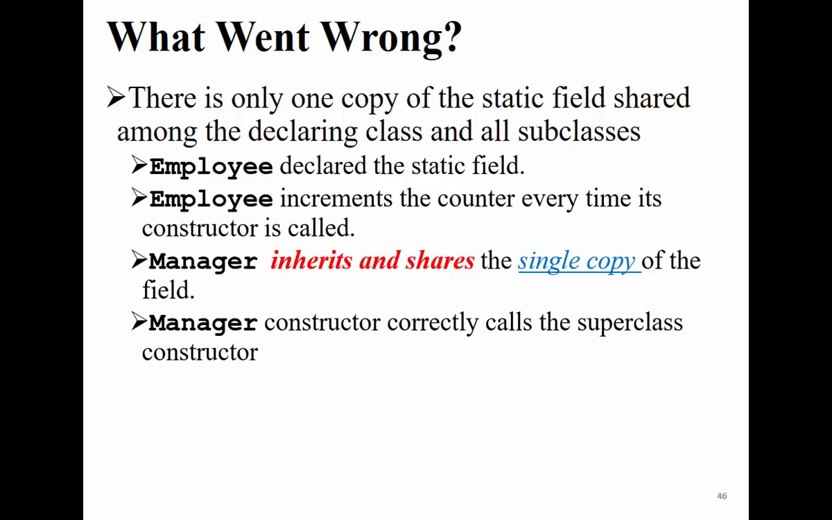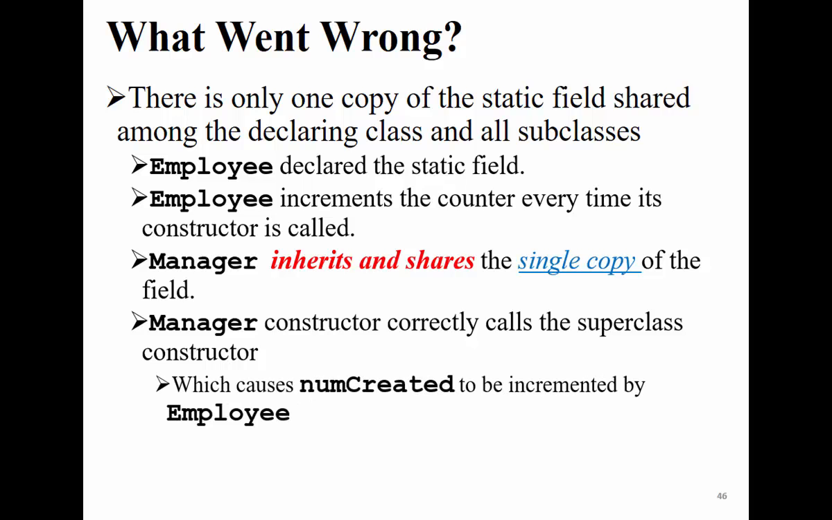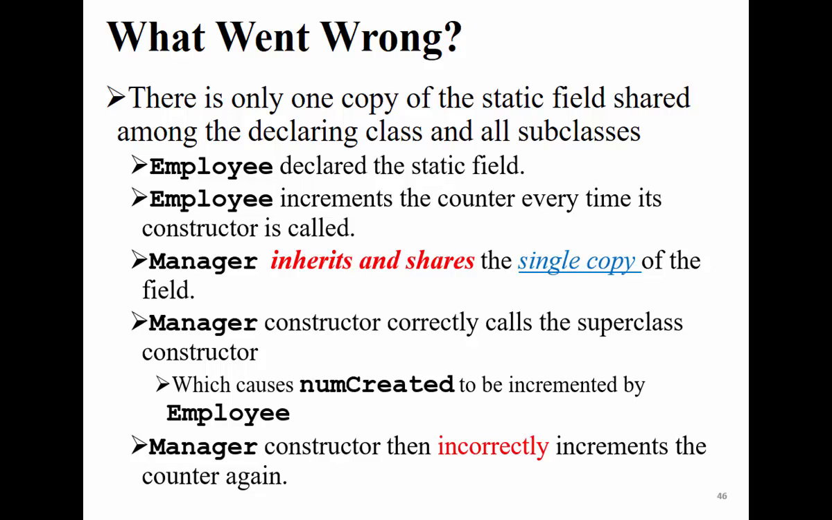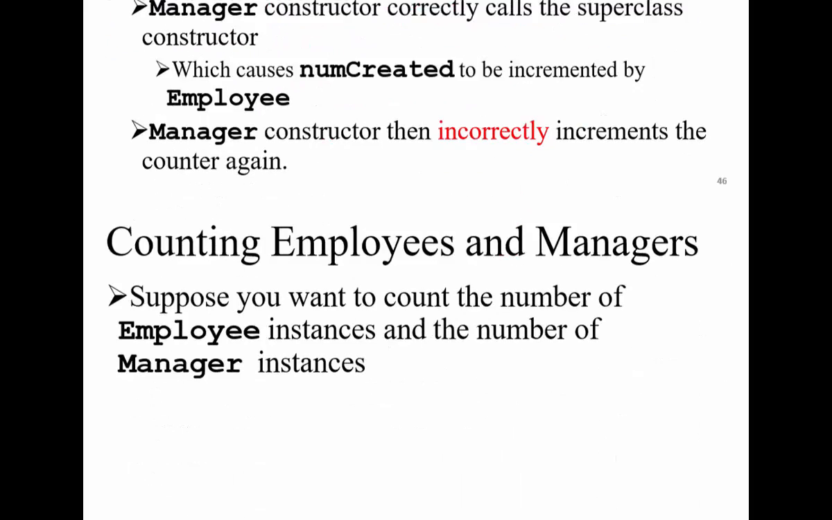The Manager constructor calls the superclass constructor. You remember super as the first line. We call the Employee constructor, which increments the counter, and then the Manager also increments the counter. So Manager ends up incrementing the counter twice. When the Employee constructor is called, we increment the static field, and also explicitly we increment the counter.